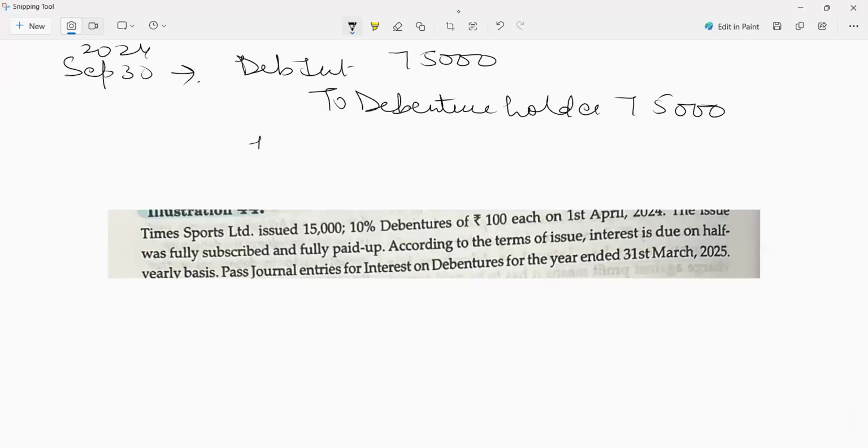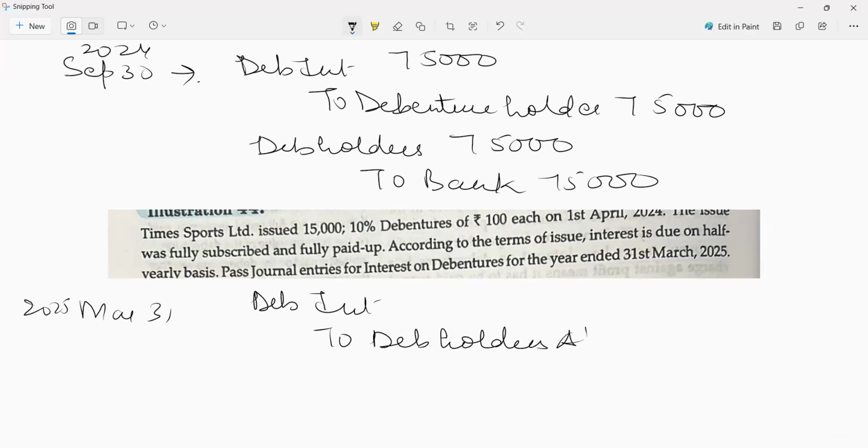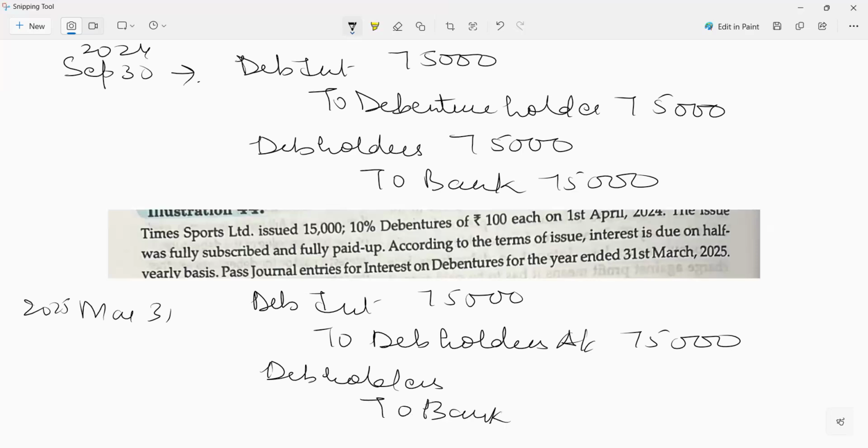After this, the entry will be debenture holders to bank, 75,000. The date will be the same. Since we are paying it half yearly, the next date will be March 31st, 2025. So it will be debenture interest account debit to debenture holders account, 75,000, and here also it will be 75,000. After that, debenture holders to bank, because we are paying the amount. So the entry will be debenture holders to bank, 75,000.